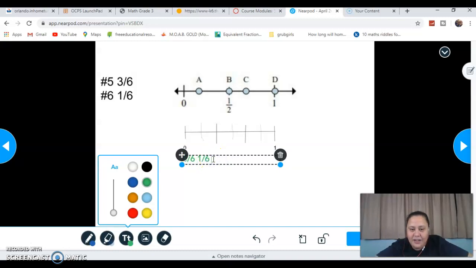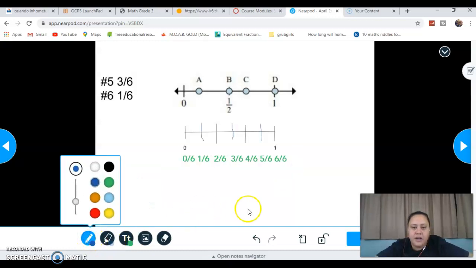1/6. Then the next line would be 2/6, the next line would be 3/6, 4/6, 5/6, and the whole number 1 obviously would be 6/6. I'll just make this a little bit bigger so it fits. So there you go. I numbered each jump, each line: 1/6, 2/6, 3/6, 4/6, 5/6, and 6/6.